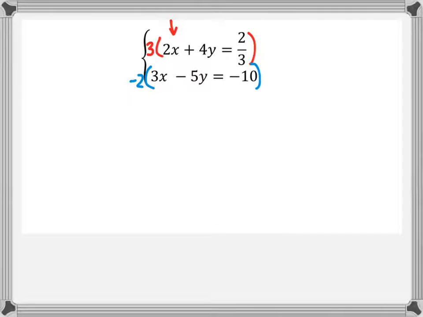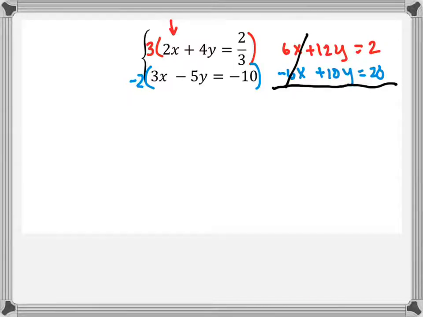Multiplying these equations, I first end up with 6x plus 12y equals 2, and multiplying my second equation, I end up with -6x plus 10y equals 20. When I add these together, my x's are eliminated. Good, that was my plan. Then I'll add my y's and then my constants. So 12y plus 10y equals 22y, and 2 plus 20 equals 22. Now I'll divide both sides by 22, and y equals 1. So now I have part of my solution. I have the y value.